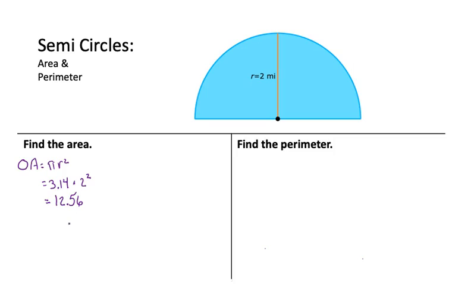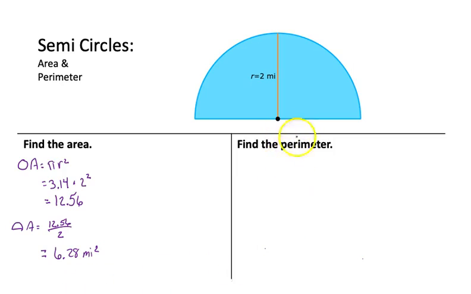Now again, that's the entire circle, but I only want half of that. So for the semicircle area, I'm going to take 12.56, or 12 and 56 hundredths, and I'm going to divide it in half. And so my area is 6 and 28 hundredths, and that would be miles. Now this is area, so that'd be miles squared. Okay, area is not so bad. You just have to think about when I find the area of part of a circle, what I want to do is find the whole circle and divide it into however many pieces I need.